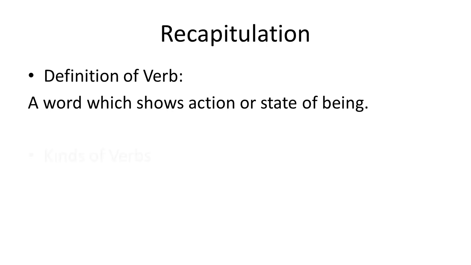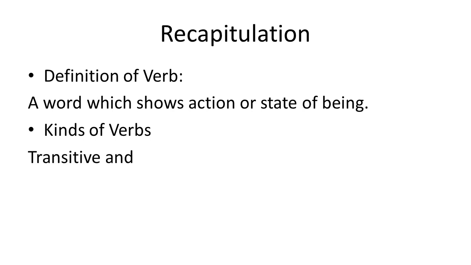Then we discussed the kinds of verbs. Verbs are broadly classified into two types. They are transitive and intransitive. A verb which takes an object to complete its sense is called a transitive verb. A verb which takes no object to complete its sense is called an intransitive verb. I hope you understood the topic clearly.